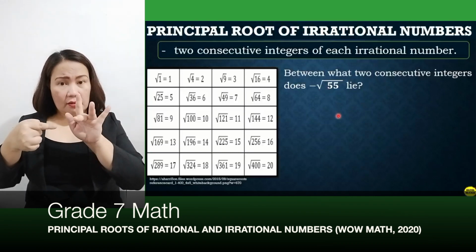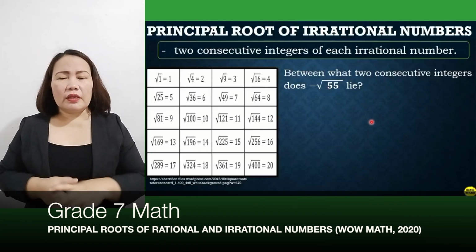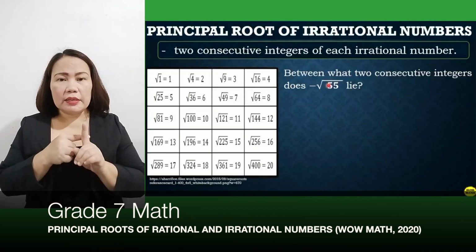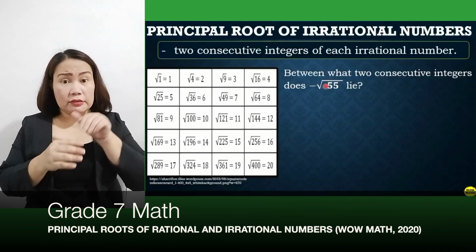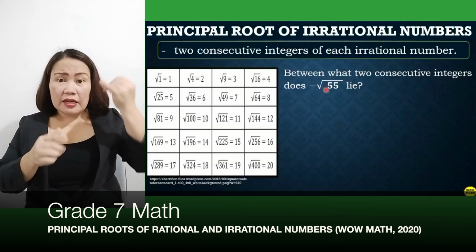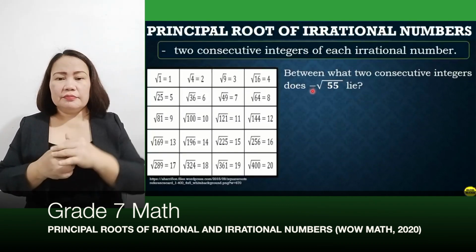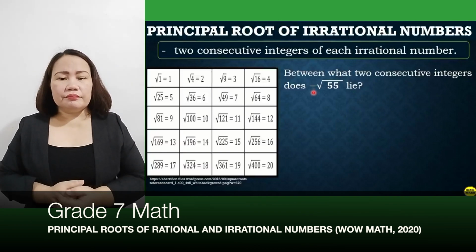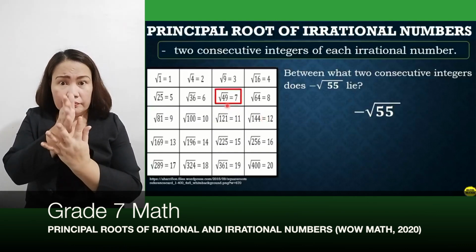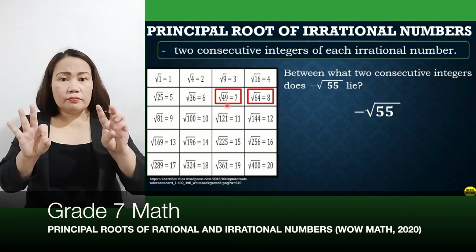Dahil kapag in-square natin ng positive at negative integer, it's always positive. Okay? So, dapat positive lagi. So, kapag may negative tayo dito sa loob, imaginary po yun. Okay? So, since ang negative naman niya ay nandito sa labas, so makukuha pa rin natin siya. Okay? So, eto po siya. Now, so 55, nasa gitna siya ni 49 at 64.